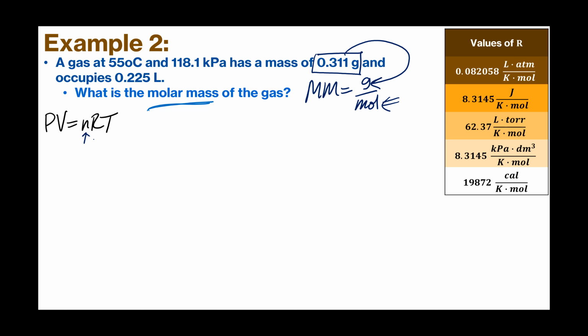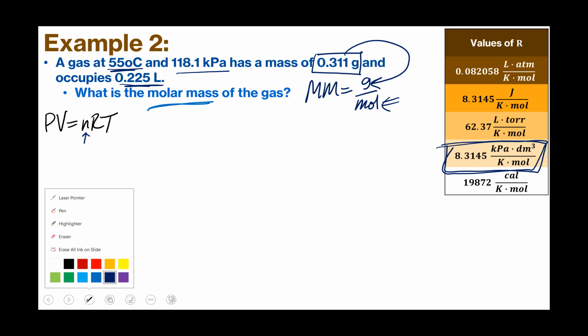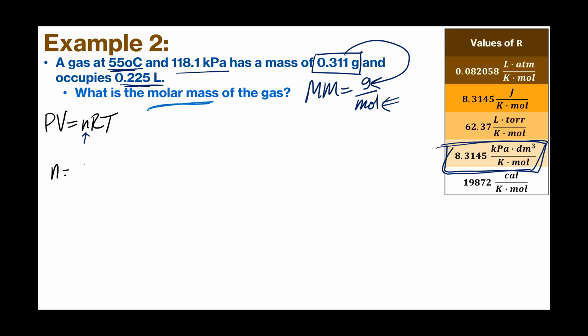Okay, do we have all the other data? Do we have a P? There's our P. We have a V. That's our V. And we have a T. That's our T. And we have R. Well, R is over here, right? We have kilopascals, so this is our R. All right. So armed with that, we can absolutely do this. Let's solve our PV equals nRT. This is going to look very familiar, right? n equals PV over RT.